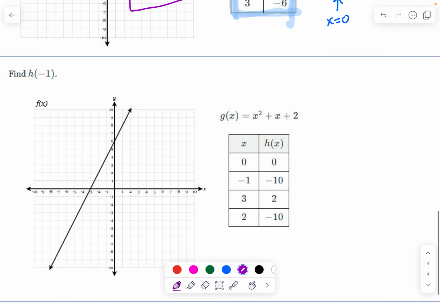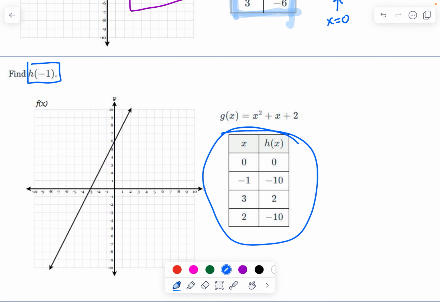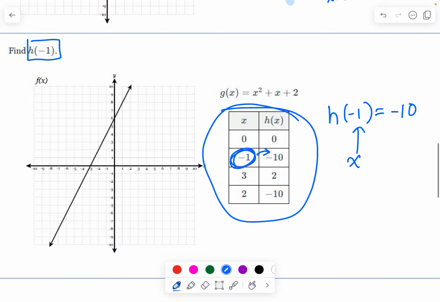Here's our very last example. You can see F is a graph, G is an equation, and H is a table. It says to find H of -1. So you notice that this table has H of X. H of -1, there's -1 in the parentheses, so that's X. Find it in the table and look for the corresponding Y. H of -1 is equal to -10.